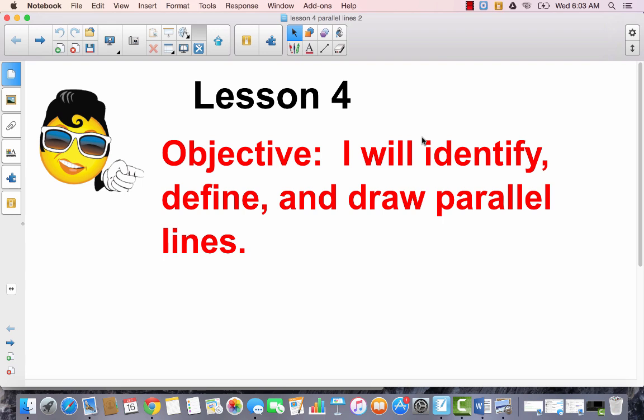Lesson 4, I will identify, define, and draw parallel lines. So identify parallel lines means that you will be able to find parallel lines. Define means you know what parallel lines are, and obviously you know what it means to draw them.